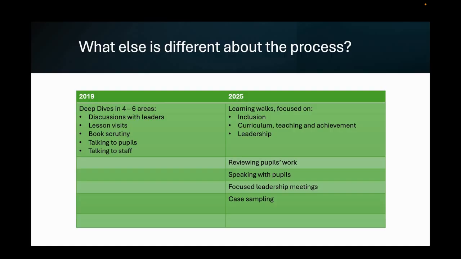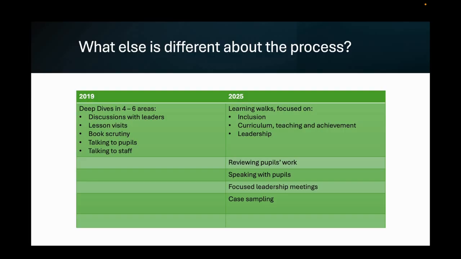What else is different about the process? So no more deep dives. We're moving away from deep dives in the 4 to 6 areas, usually 4 because most independent schools are small. The deep dives would include a discussion with leaders, lesson visits, looking at books from the lessons visited, talking to pupils, talking to staff. Now, under the new framework, we have learning walks, which can be focused on inclusion, curriculum and teaching and achievement, or leadership.